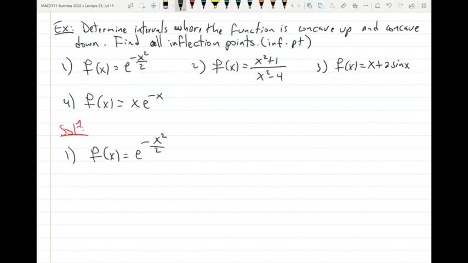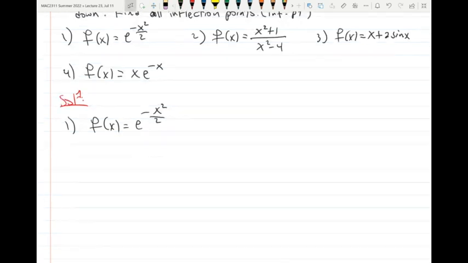All real numbers. There is no issue here. You can plug in whatever you want. Okay? Remember, this is really 1 over e to the x squared over 2, but this is never 0. Exponentials are always positive. Okay? So you can plug in whatever you want. So there is really no initial concern for us. So let's just go straight to the derivative.